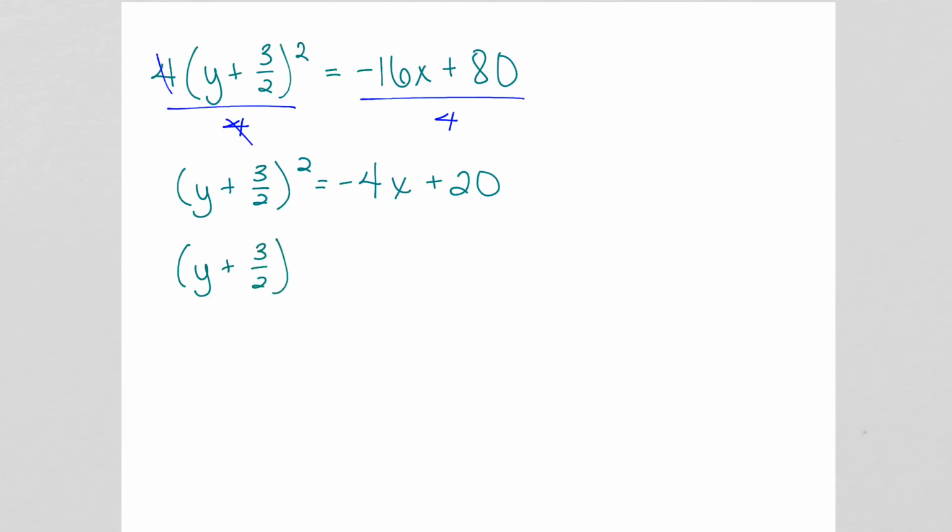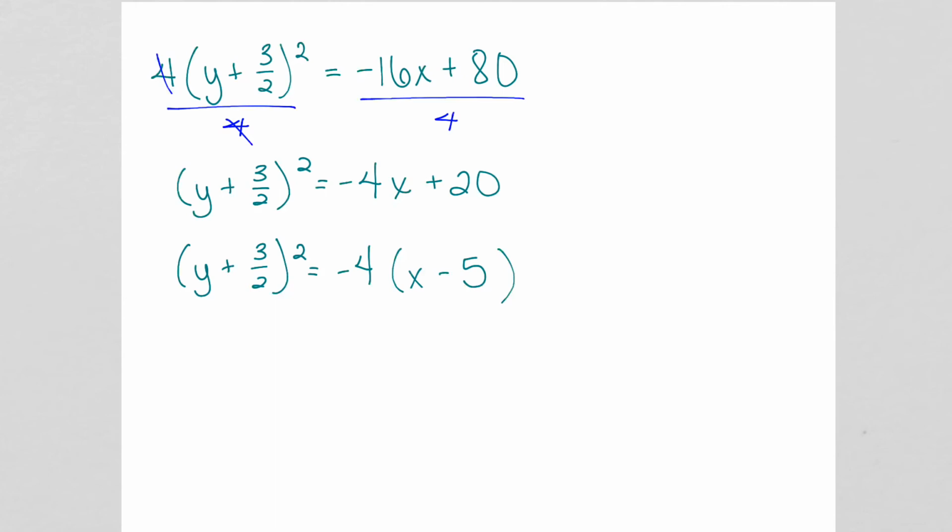And then last, we need to get this where we've factored out everything and left x plus or minus whatever it is there. So we can factor out a negative 4. And if you take negative 4 out of 20, that leaves us with minus 5. So here's our equation now, in standard form: (y plus 3/2) squared equals negative 4 times (x minus 5).